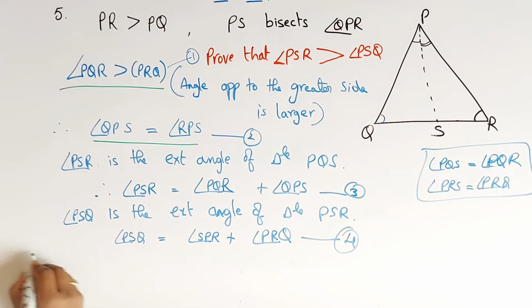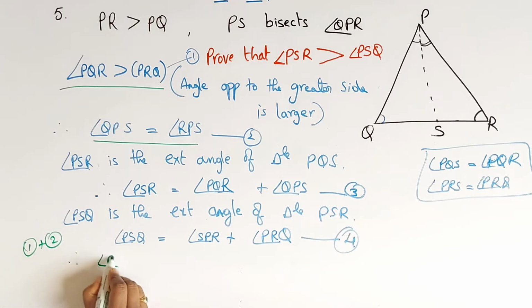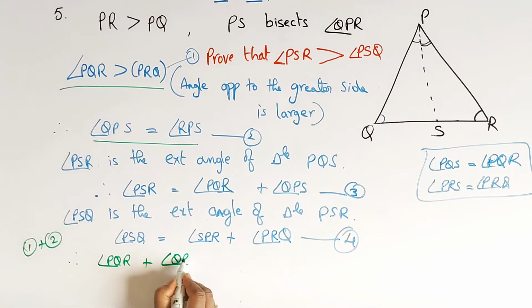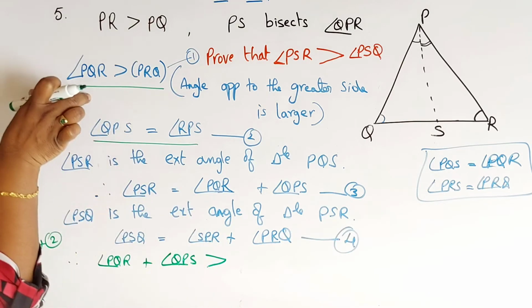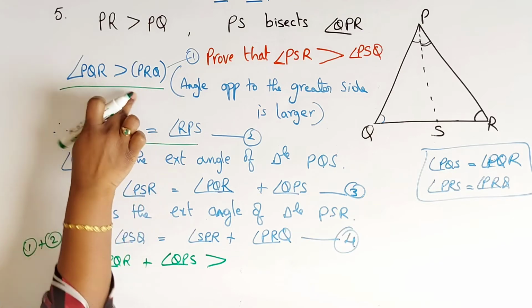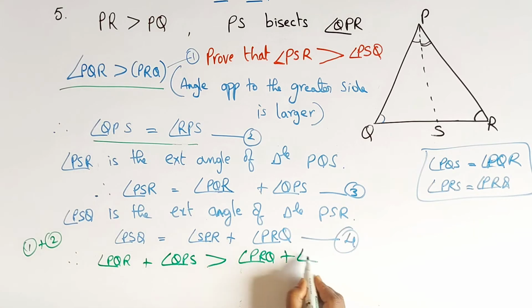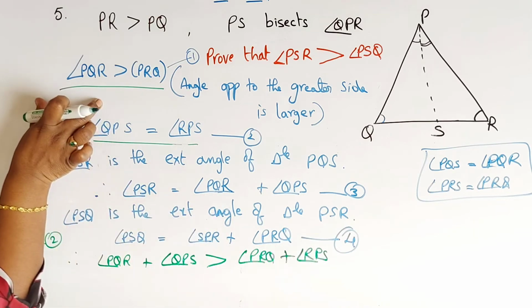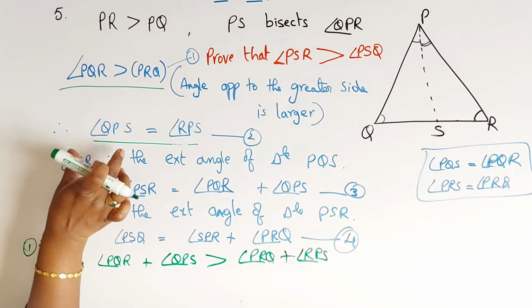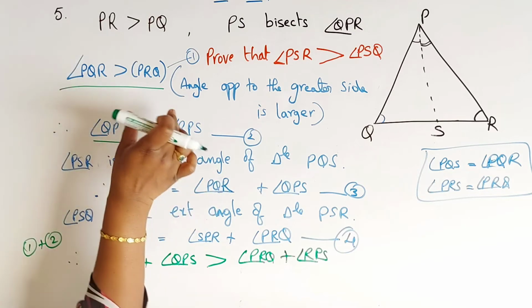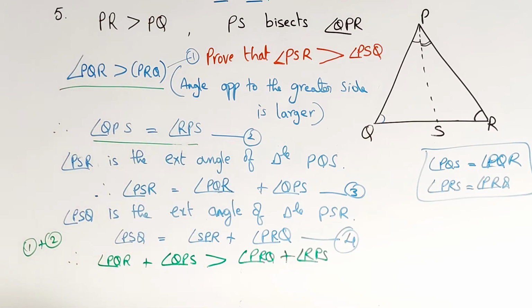Therefore, we are adding equation 1 and equation 2. Therefore, angle PQR plus angle QPS is greater than angle PRQ plus angle RPS. This is already greater than PRQ, and here we are adding angle QPS only. Angle QPS we are adding, so that is greater than angle PRQ plus angle RPS.